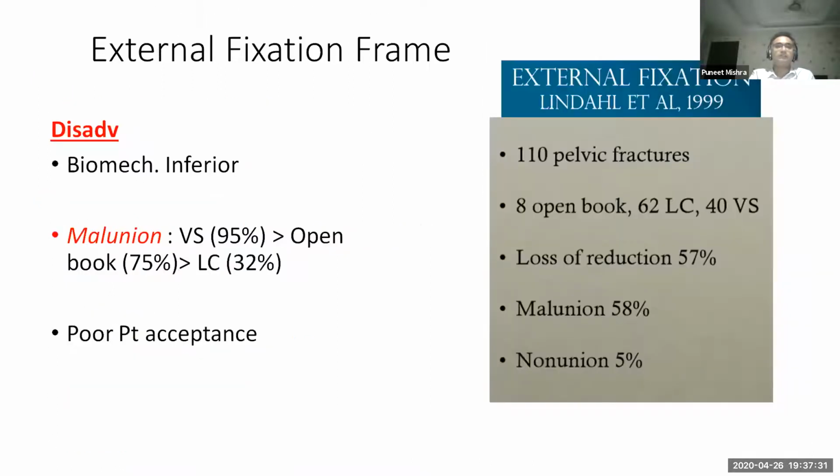So coming to the disadvantages, in a large series from 1999 of 110 pelvic fractures, the most common complication was actually malunion, and the more unstable the fracture, the more the chances that it will end up with a malunion. Non-union also is seen in some cases, and the patient does not accept it that easily.